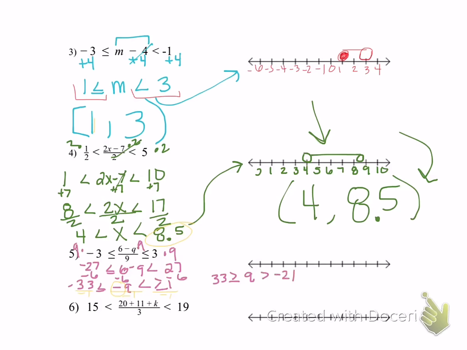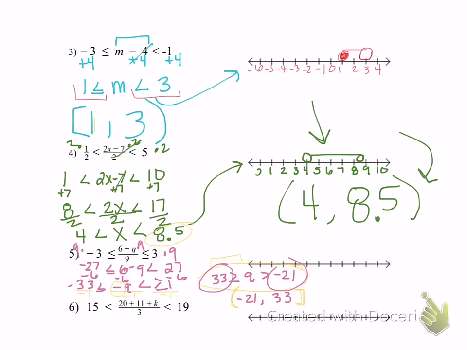Okay, so here's our answer. Let's not graph this and just jump to interval notation. So my two numbers, I've got negative 21 and 33. So I've got negative 21, I've got 33. Well, my 33 goes with a bracket, and my negative 21 goes with a parenthesis. So there's my answer in interval notation.